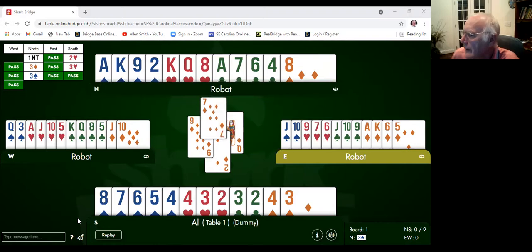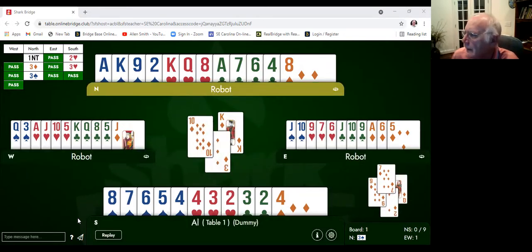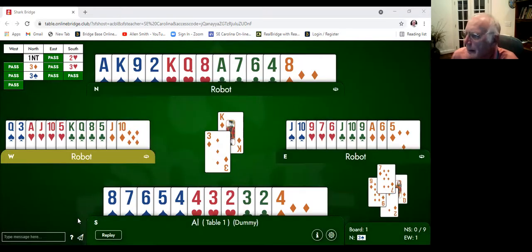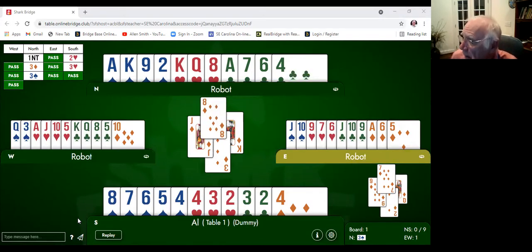And now the opening leader says, which suit do I want led? Well, my clubs are the strongest, so I'm going to lead the king of diamonds with the clubs. Okay, and it comes back around. And actually the second opponent is going to play the jack of diamonds, saying, I would like to have hearts back to me. Okay, but neither here nor there.